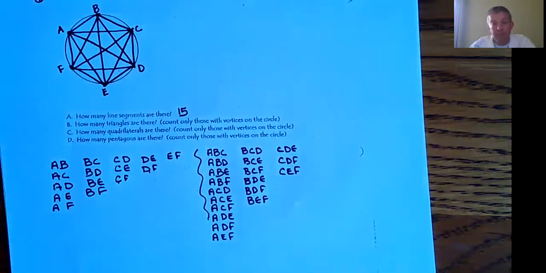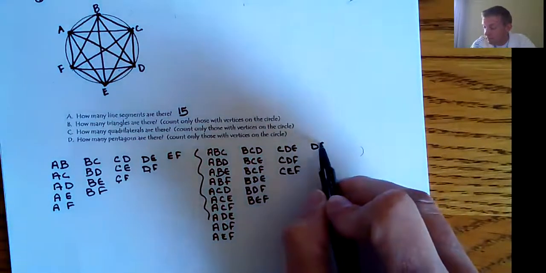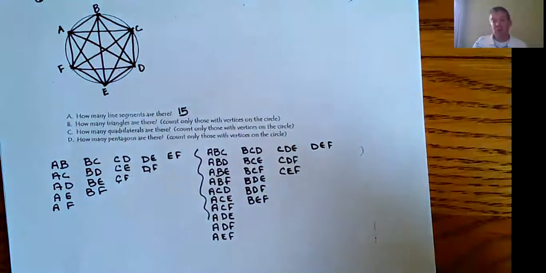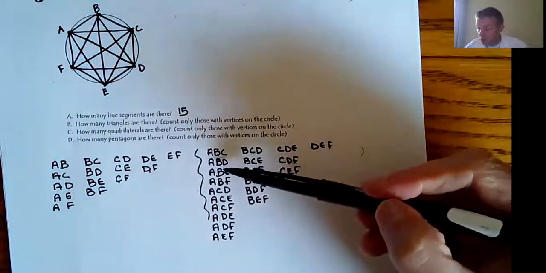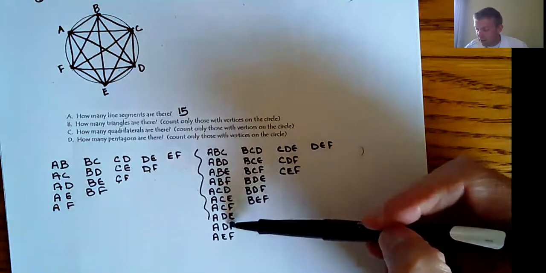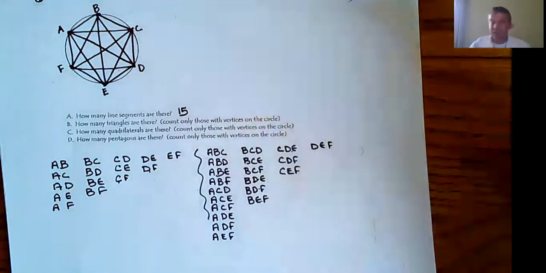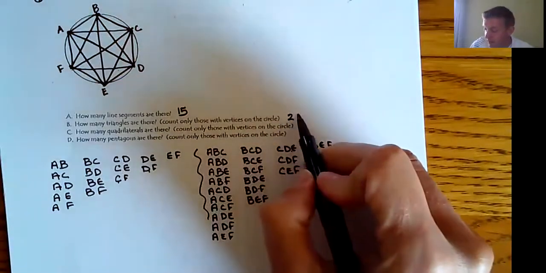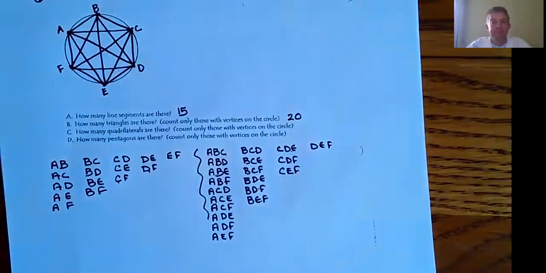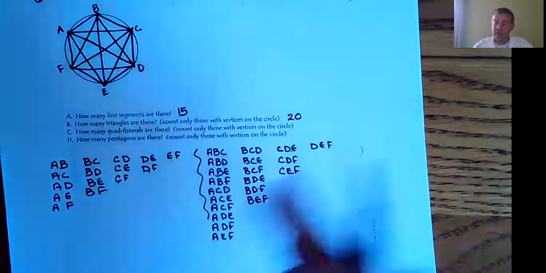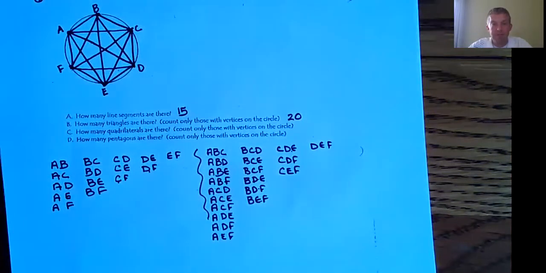Okay, I think that's all those. And then finally the D, E, F. Let's count them up, see if we got them all. 1, 2, 3, 4, 5, 6, 7, 8, 9, 10, 11, 12, 13, 14, 15, 16, 17, 18, 19, 20. And that's the right answer. There's 20 triangles. If you missed one, see if you can come up with the one you missed in the list.